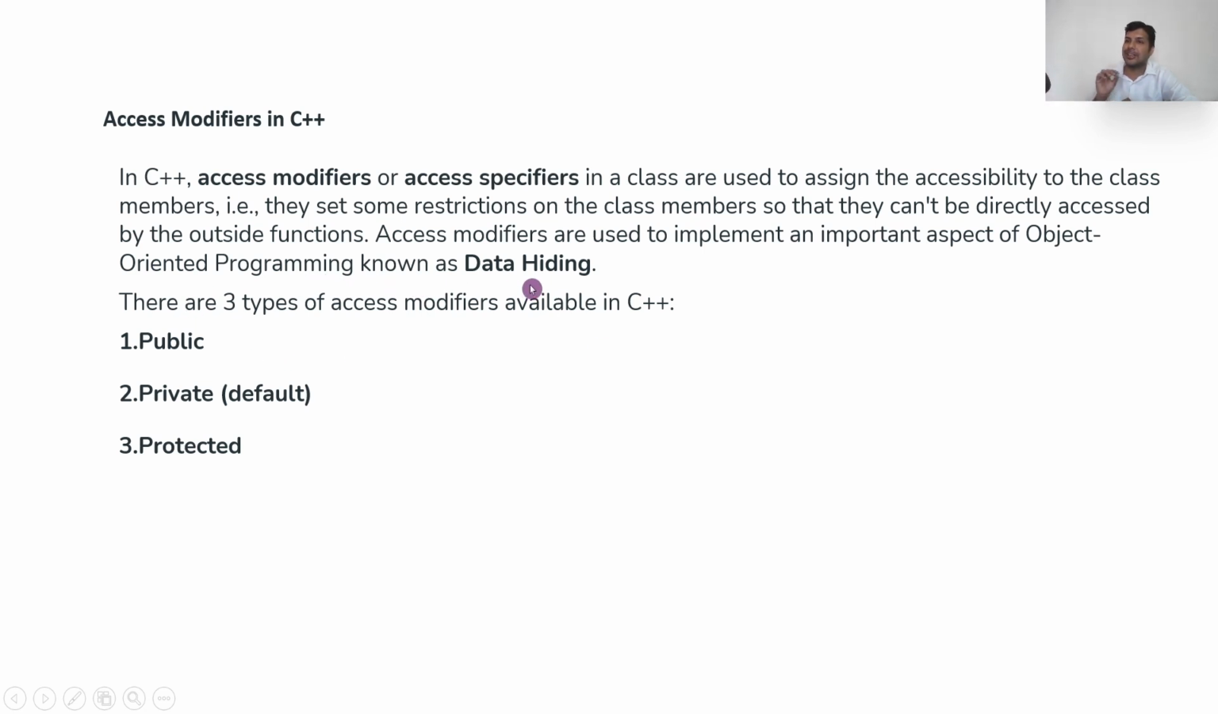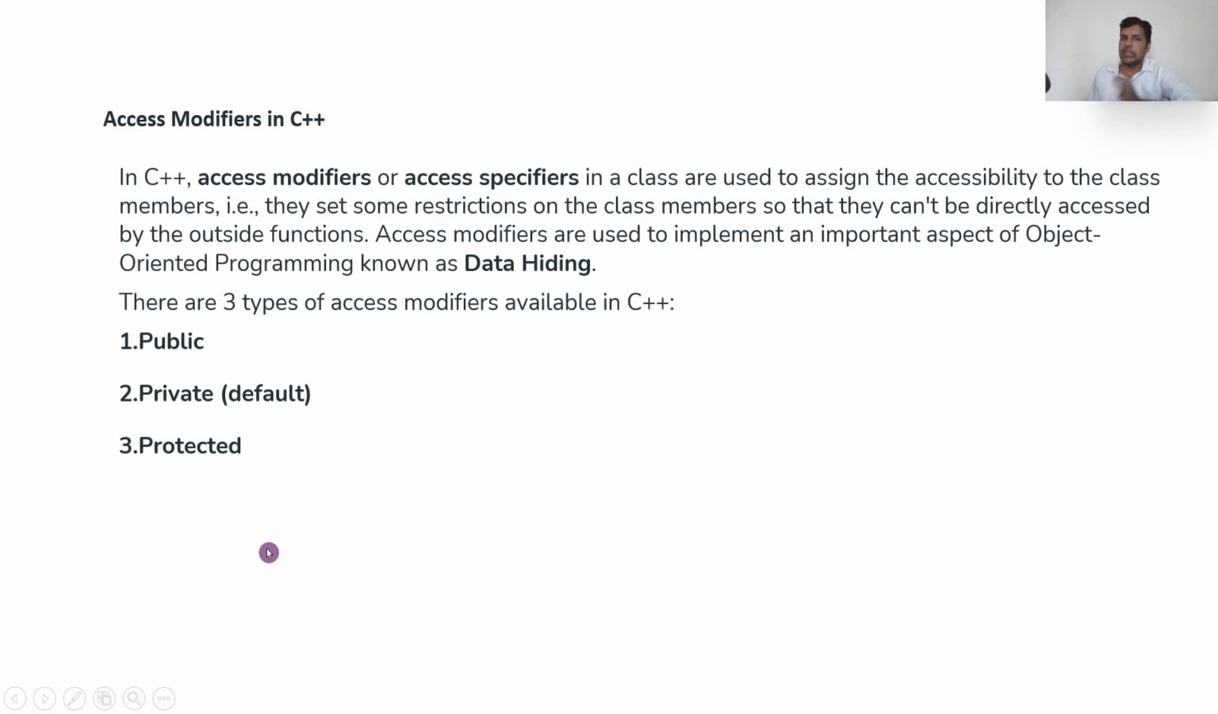Access modifiers are used to implement an important aspect of object oriented programming known as data hiding. You know the concept of data hiding, right? Data hiding only shows the required data and hides the important or confidential data which is irrelevant to the user. Only important things will be shown. That is the concept of data hiding. To achieve data hiding, we should have access modifiers. Let us see what these access modifiers are.